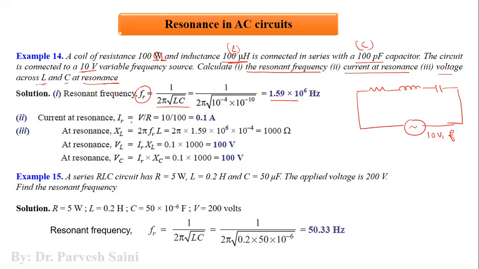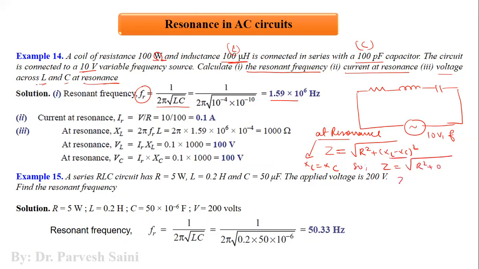Now the current at resonance. We know that the impedance Z is equal to under root R square plus (XL minus XC) whole square. At resonance, XL is equal to XC. So Z is equal to under root R square plus 0, so Z is equal to R. So if we have to find out the current I, the voltage is V, so V is equal to I into Z. So I is equal to V by Z, that is, V by R. So the resonant current is V by R, which is 0.1 ampere.